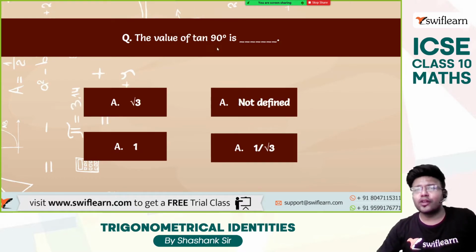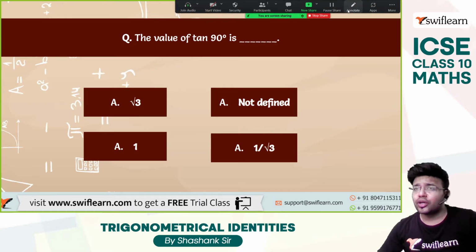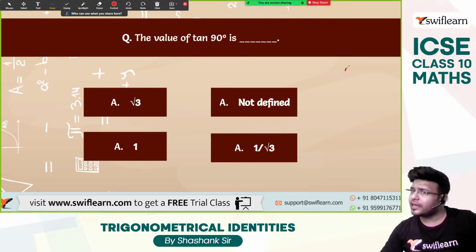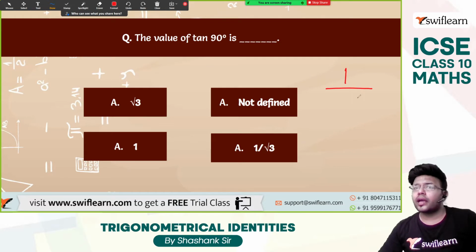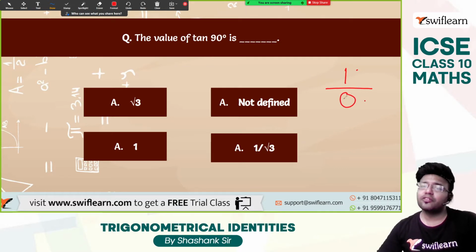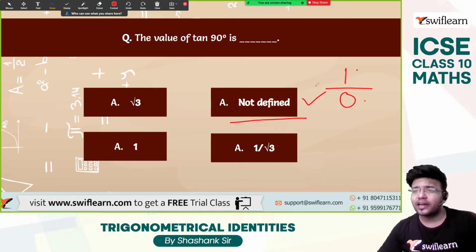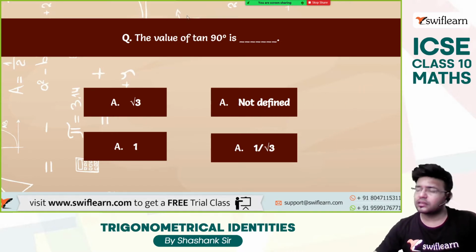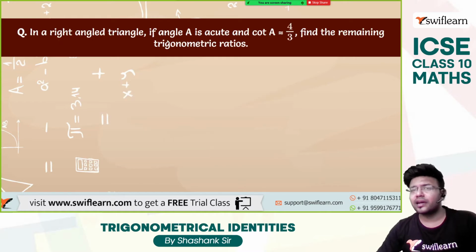Yes, the value of tan 90. How much is sin 90? Sin 90 is 1. Cos 90 is 0. So 1 by 0 is infinite. Not defined is the answer. Cannot be defined, or not defined, is the answer.